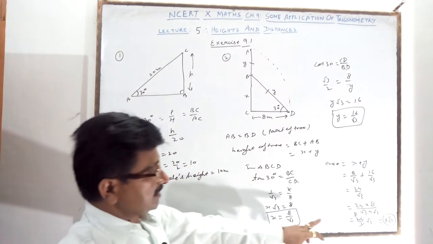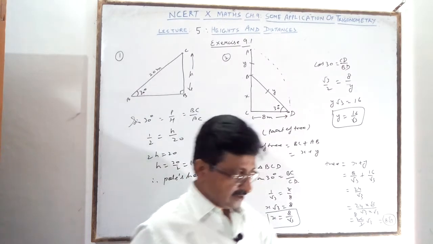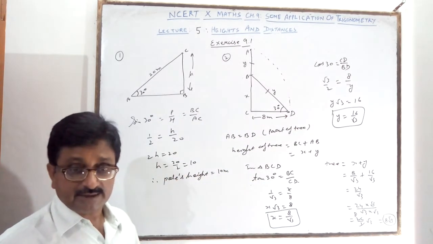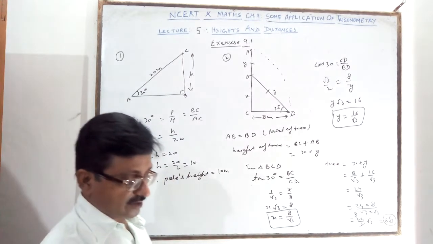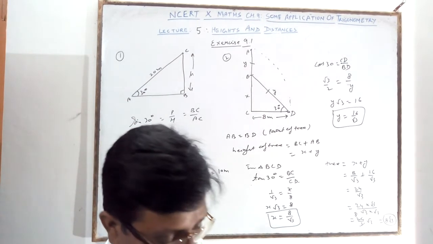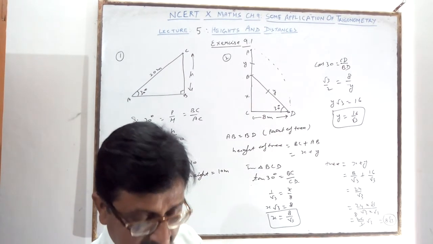3 8s are 24. So 8 root 3 is the height of the tree. Simply you are getting 8 root 3. The total height of the tree is 8 root 3 meter.